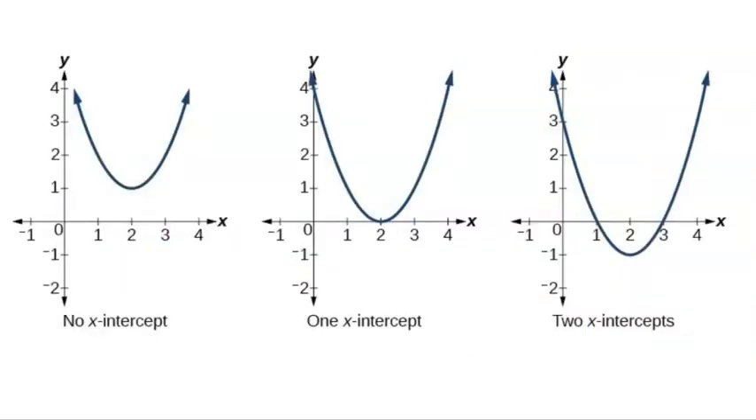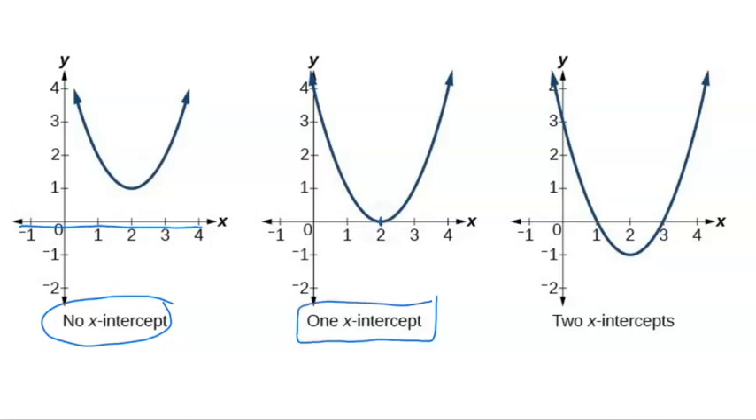Sometimes a parabola can have no x-intercepts because it never crosses the x-axis. Sometimes it will only have one x-intercept, and that is when the x-intercept and the vertex are the same. And then sometimes you will have two x-intercepts, where it crosses the x-axis 2 times.